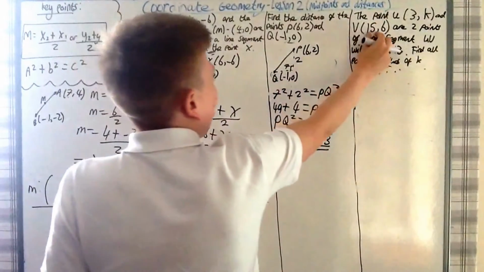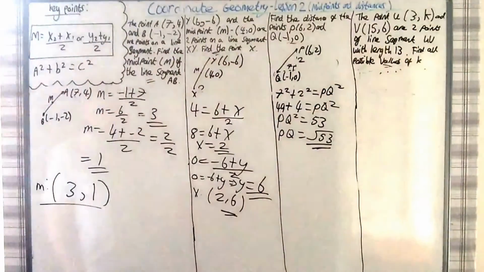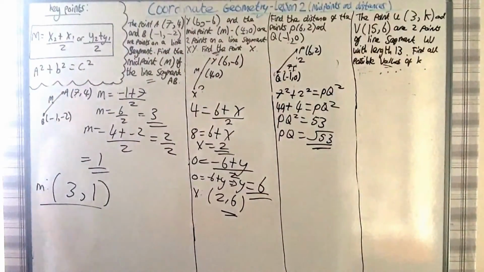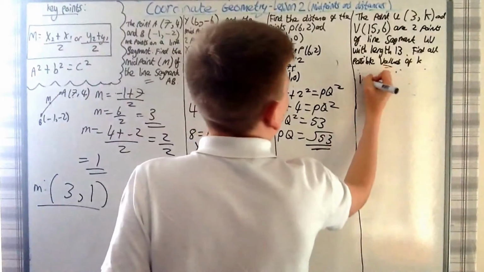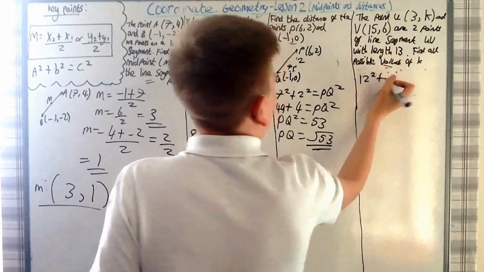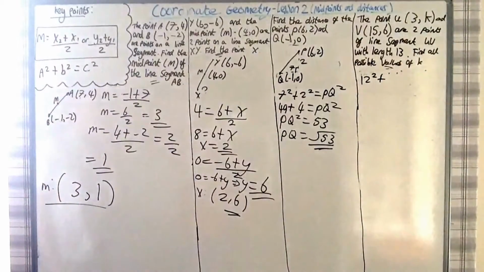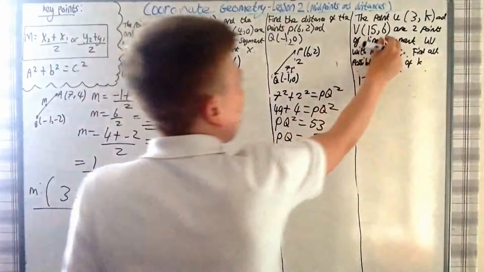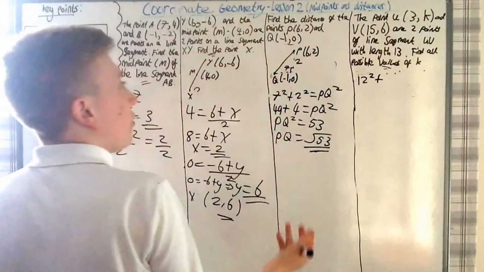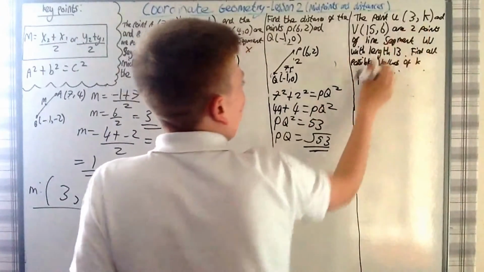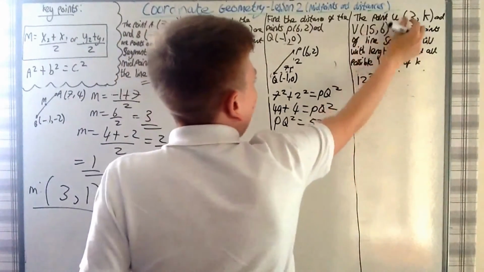We found the distance between the x coordinates. Well, the difference between 15 and 3 is 12. So this can be our a squared. Now our b squared is the distance between our y coordinates, which is the difference between 6 and k. So to do that, we'd do 6 minus k, just like to get 12, we did 15 minus 3.